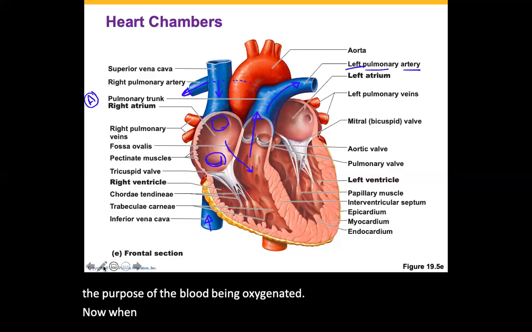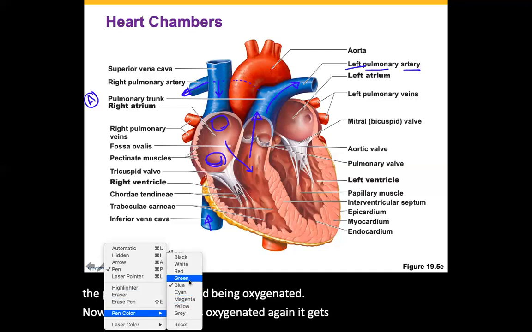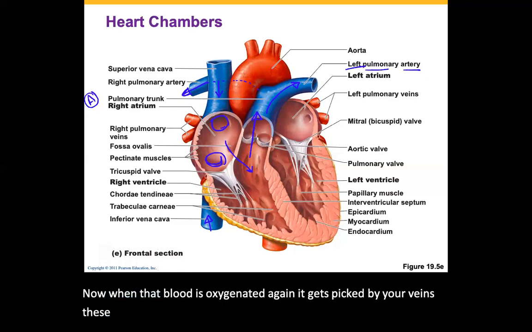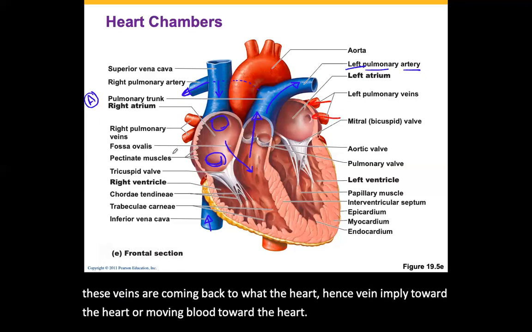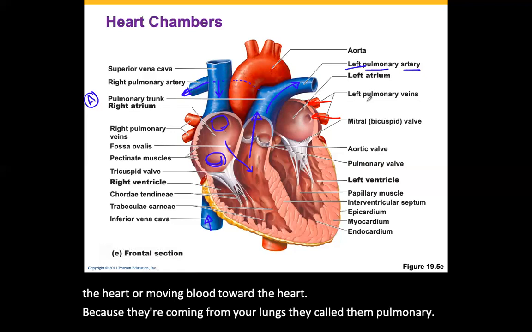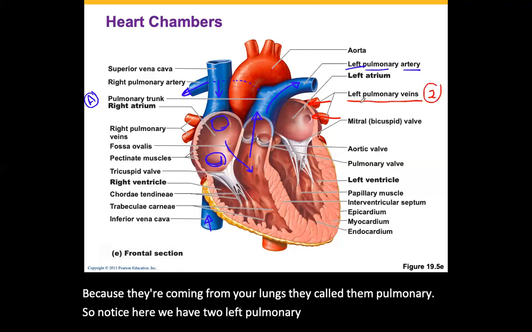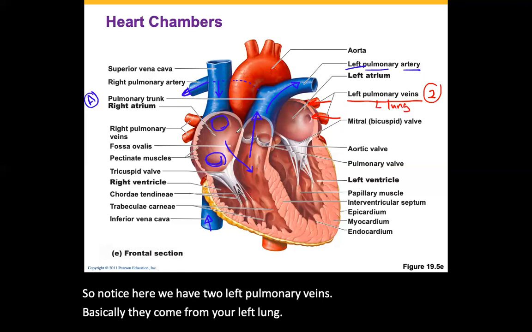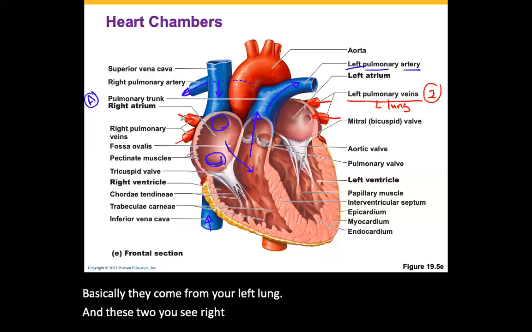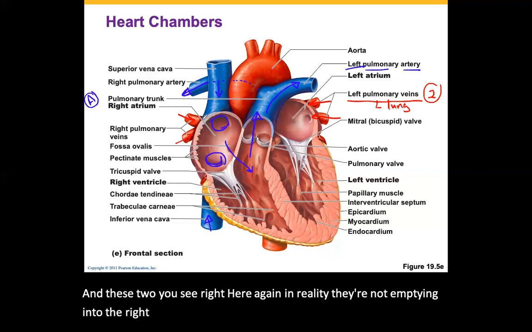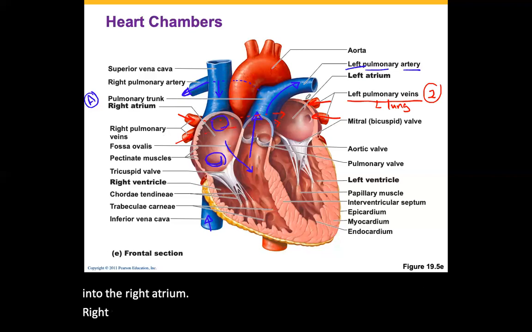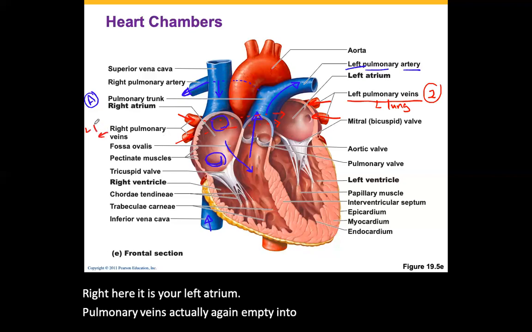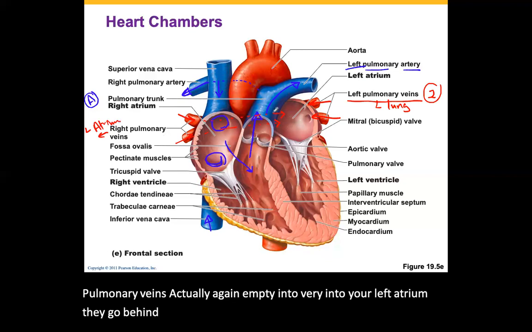Now, when that blood is oxygenated, again, it gets picked up by your veins. These veins are coming back toward the heart, hence vein implies moving blood toward the heart. Because they're coming from your lungs, we call them pulmonary. So notice here, we have two left pulmonary veins. Basically, they come from your left lung. And these two you see right here, again, in reality, they're not emptying into the right atrium. I'm going to do the dashed line for you guys to kind of see this. They go behind the heart and they actually empty right here, which is your left atrium. So the right pulmonary veins actually, again, empty into where? Into your left atrium. They go behind the heart to get access to the left atrium.